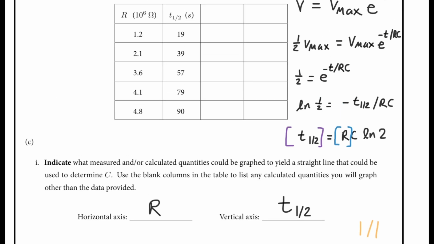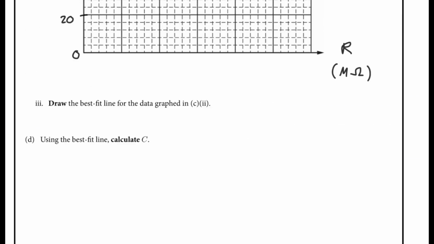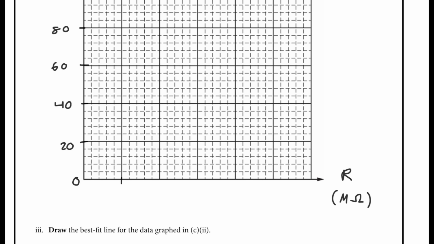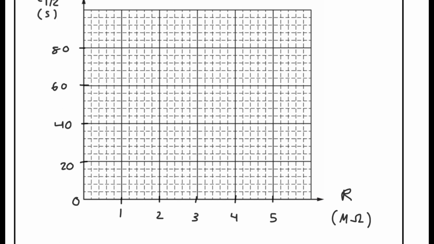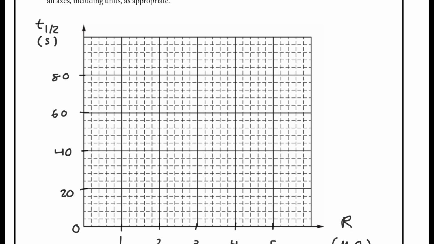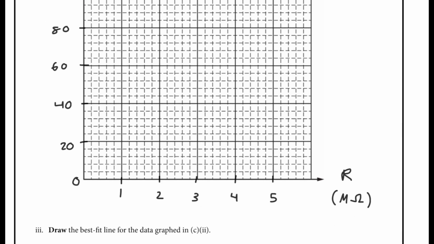And then for my R's, my R ranges from like 1 to 5. So I'm just going to do like 1 mega ohm, 2 mega ohms, 3 mega ohms, 4 mega ohms, and 5. And again, you're just trying to use at least half the available grid space here. So that's sufficient for using half the grid.